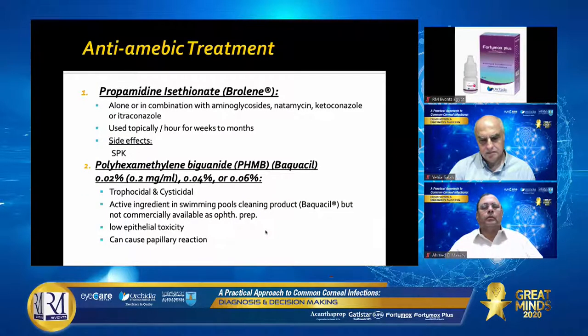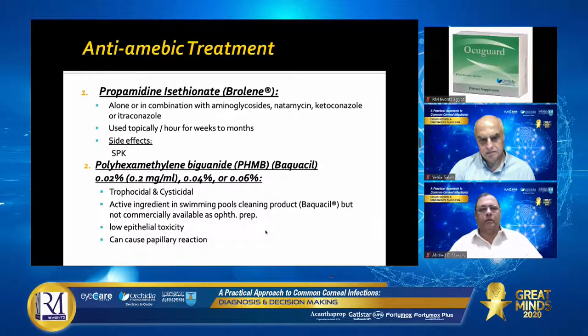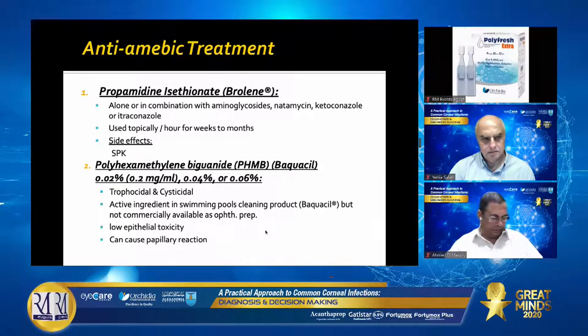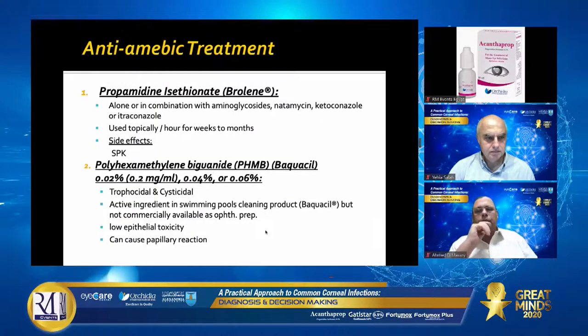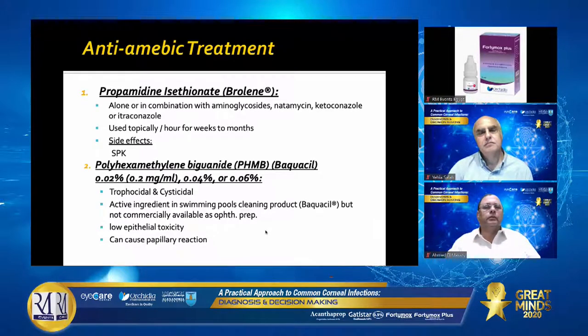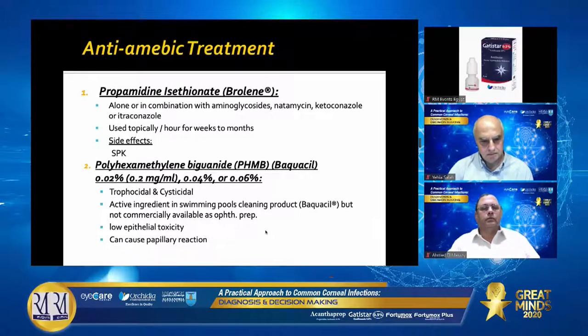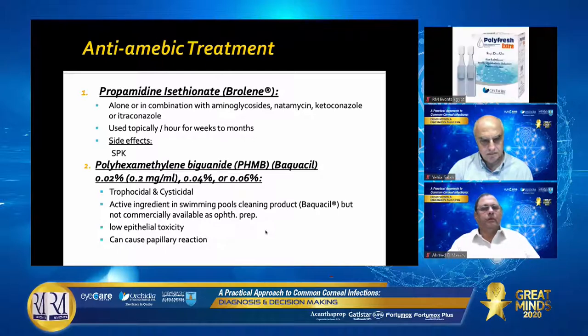The two main important anti-amoeba drugs are propamidine isethionate, Brolene. It can be given alone or in combination with aminoglycosides, natamycin, ketoconazole, or itraconazole. It is used topically every hour for weeks to months. And you have to continue treatment with this drug for months and not even weeks. It causes superficial punctate keratopathy.